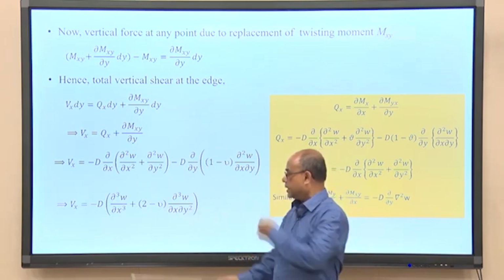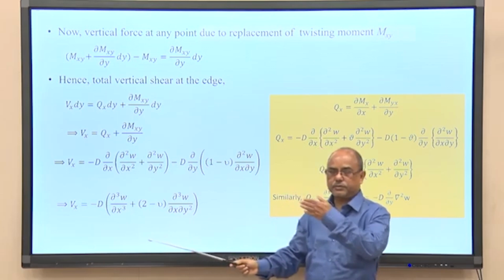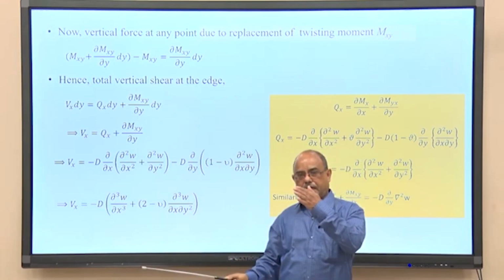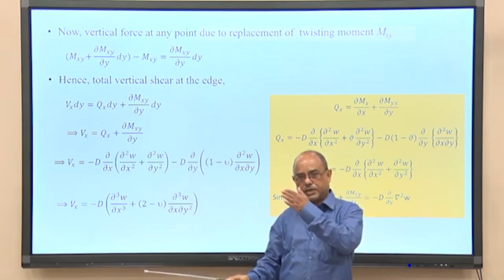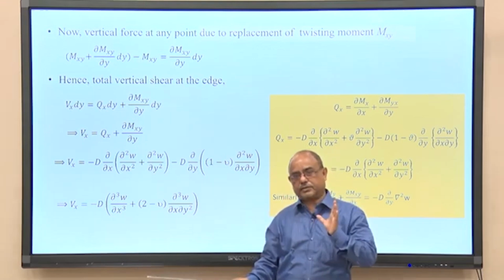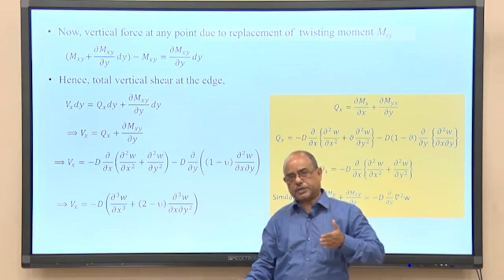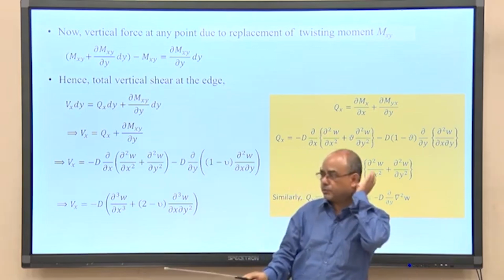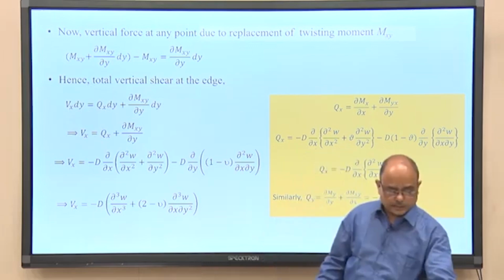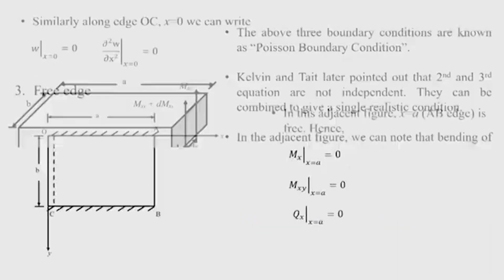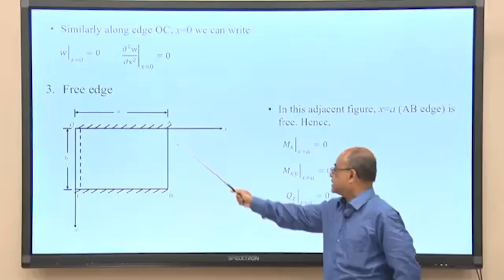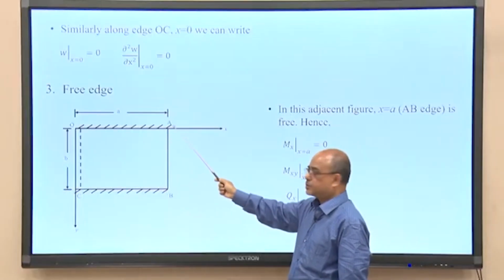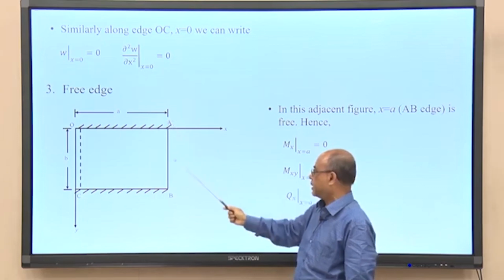Now, you can see here this is the S shear force at x equal to a, that is at the x edge, meaning the x coordinate is constant along the edge. The x coordinate is constant, but y is varying. For example, in the previous case, let me show the figure. Say this is the free edge that I have taken, where the x coordinate is constant, x is equal to a.